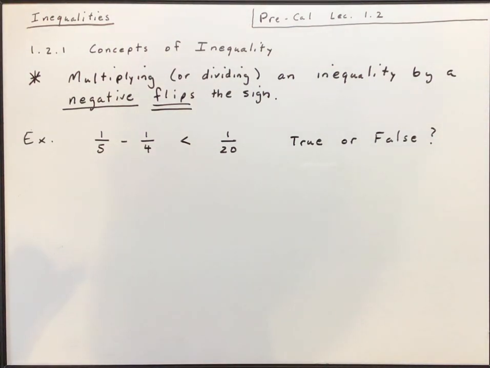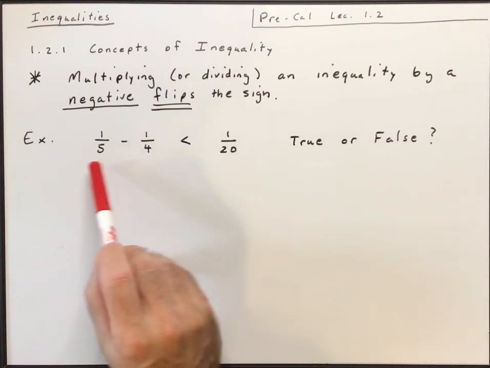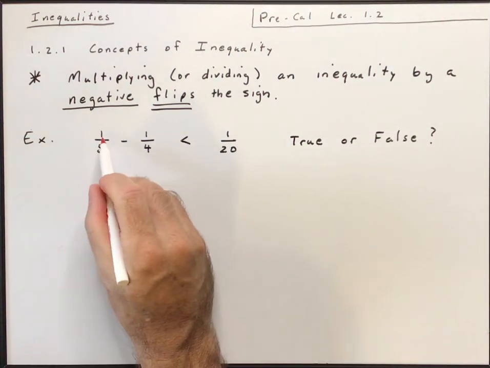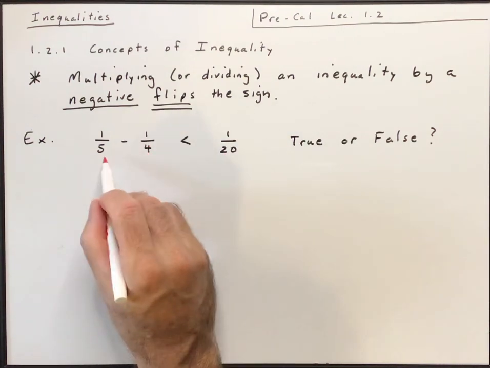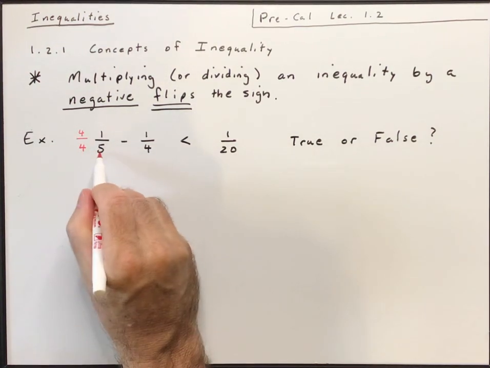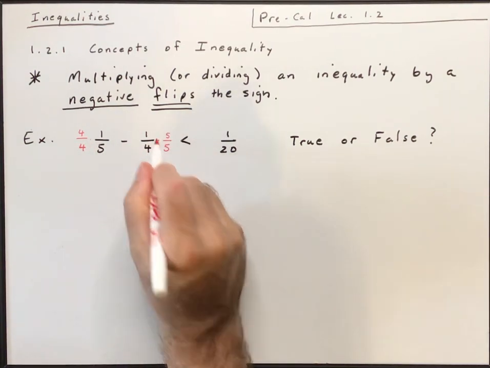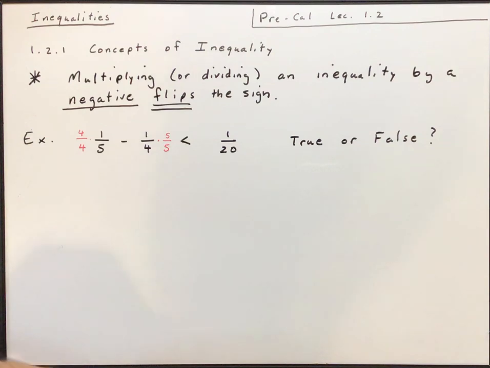In order to deal with this, we need to get a common denominator. If you look between 5, 4, and 20, you do have a common denominator of those three numbers, and that's 20. So we can just multiply these two fractions by a clever version of 1 in order to get 20 in the denominator. That would be 4/4, because 4 times 5 is 20, and then 5/5. You can multiply anything by 1 and it doesn't really change the fraction.